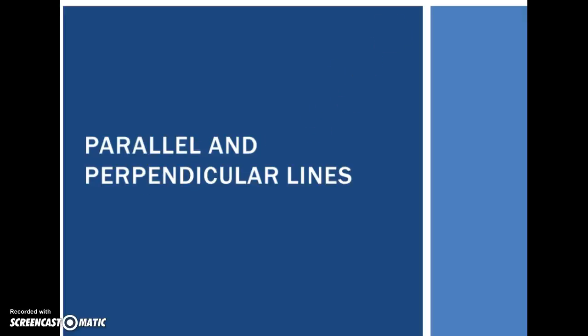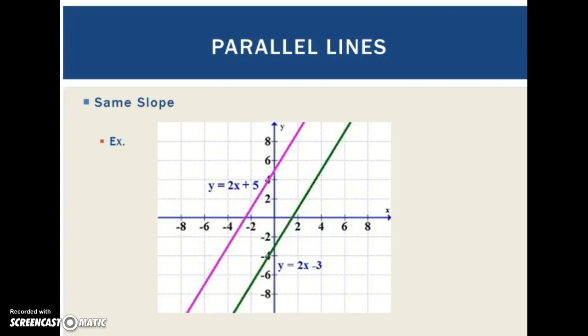So for parallel and perpendicular lines, parallel lines have the exact same slope. And in looking at an equation, where the slope is noted is the coefficient of x. So in this equation, y equals 2x plus 5, 2 is the slope. In our other equation, y equals 2x minus 3, 2 is also the slope. And parallel lines never meet, meaning they never intersect. They go on and on forever and never cross.